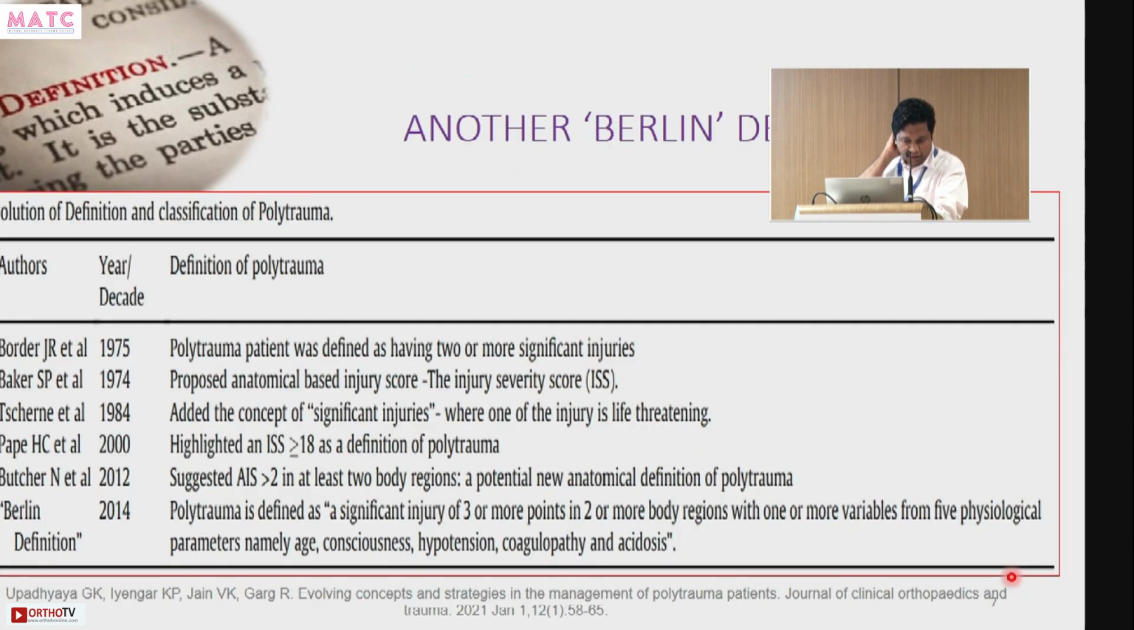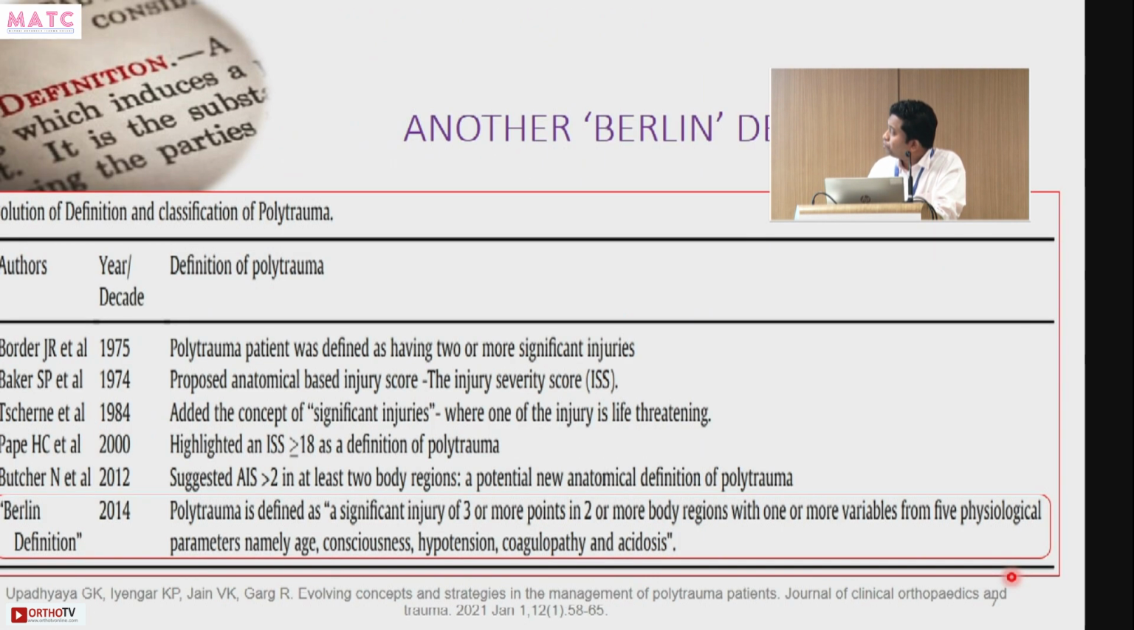Now, many definitions have evolved over a period of time, and the Berlin definition is what we follow, from 2014, which indicates that you should have a significant injury of 3 or more points in 2 or more body regions, with one or more variables from physiological parameters like age, GCS, hypotension, coagulopathy, and a metabolic component like acidosis. This is the standard definition we follow for polytrauma.